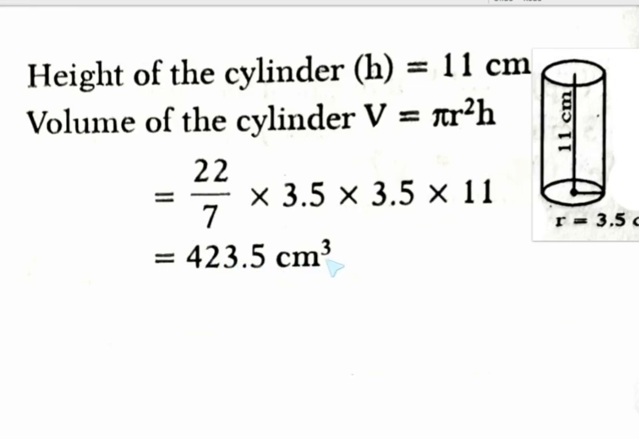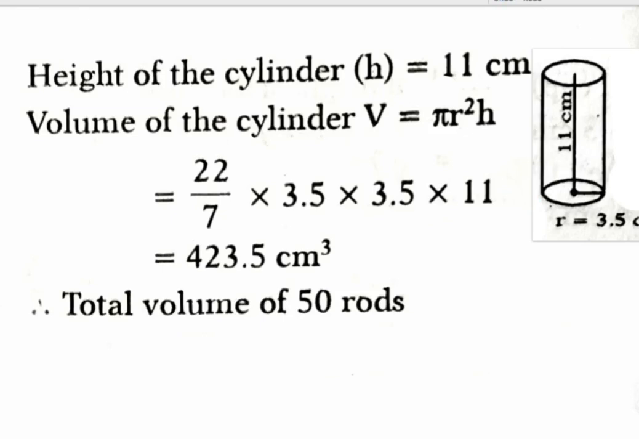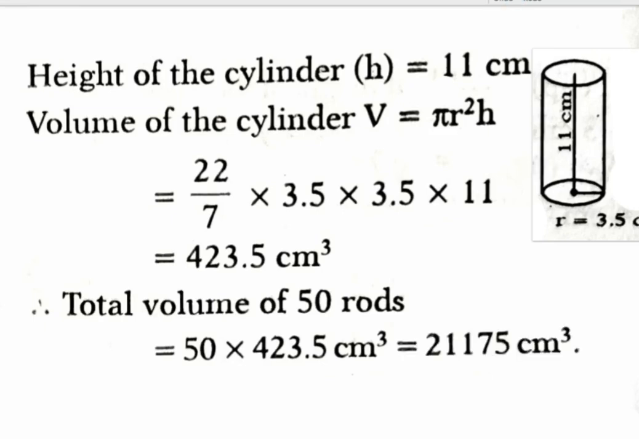But we need to find such 50 cylinders. The total volume of 50 rods is equal to 50 into 423.5 centimeters cube, which is equal to 21,175 centimeter cube.